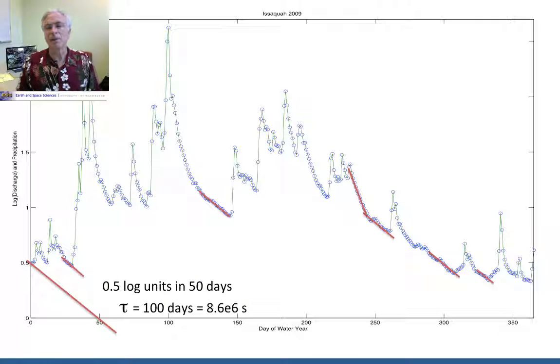Now, what is the base flow recession for this creek? Well, I've drawn a line here which is parallel to all the line segments which I believe represent base flow recession. That line shows a half log unit decrease over a period of 50 days. So that implies 100 days for a full log unit of decay. So 100 days works out to be about 8.6 million seconds.